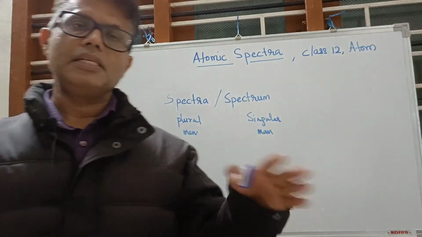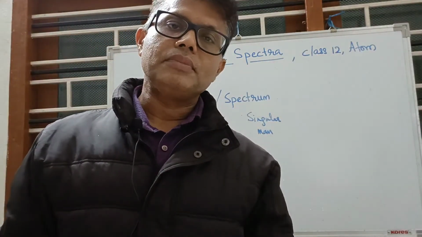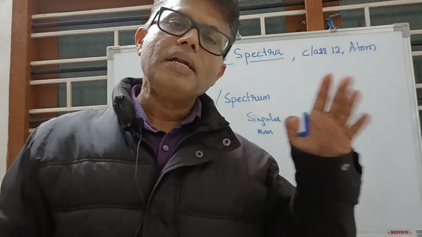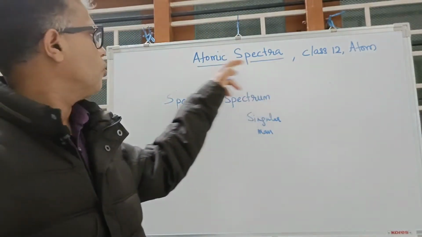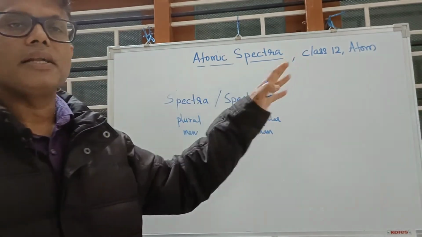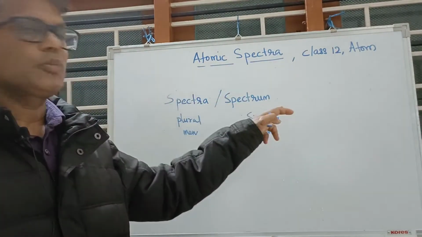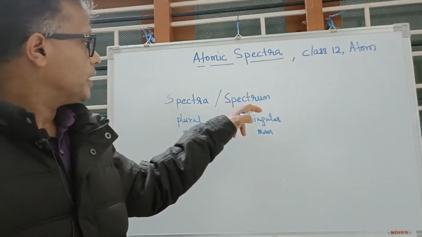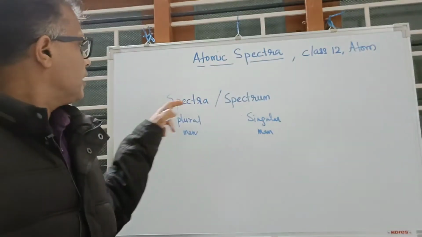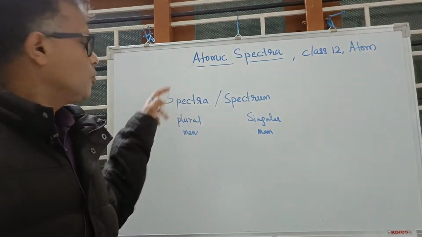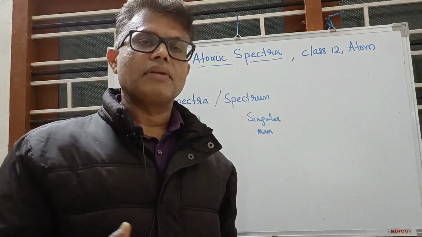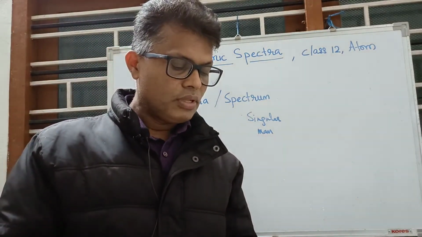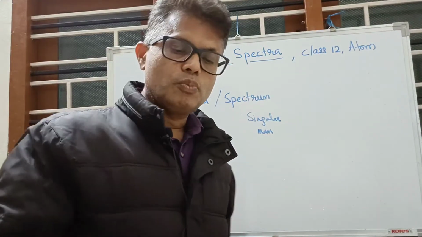Hydrogen atom has a spectrum, helium atom has another spectrum, a different atom has a different spectrum. That is called atomic spectra. Everybody clear now what a spectra and what a spectrum is? A single spectrum is called a spectrum, and different spectrums are called spectra. So we will study what a spectrum is. Before that, we will just go for the spectrum.